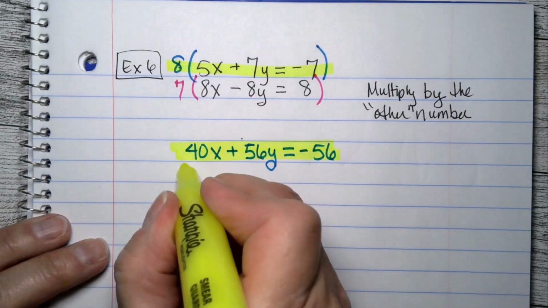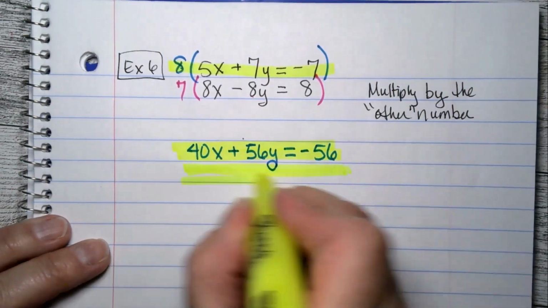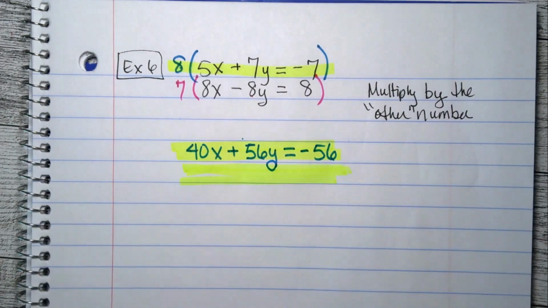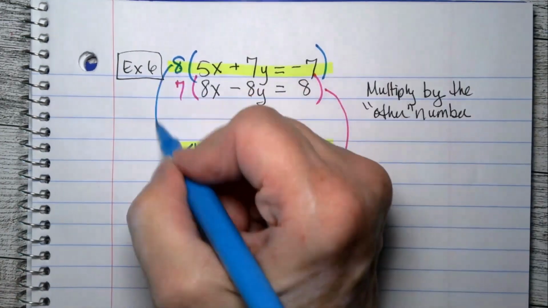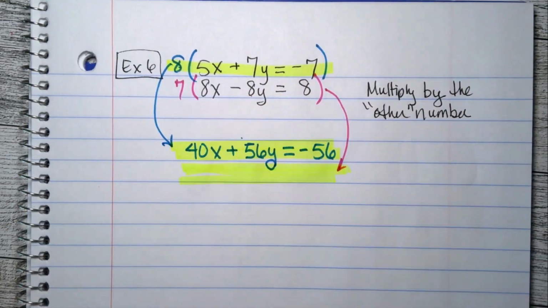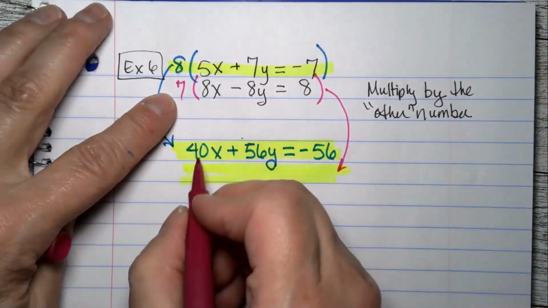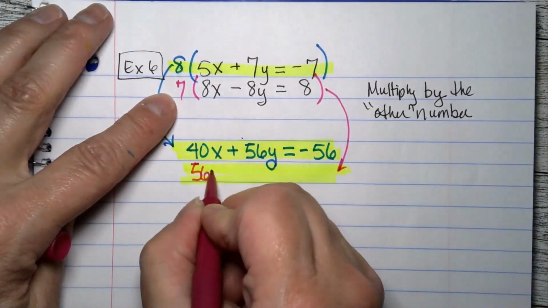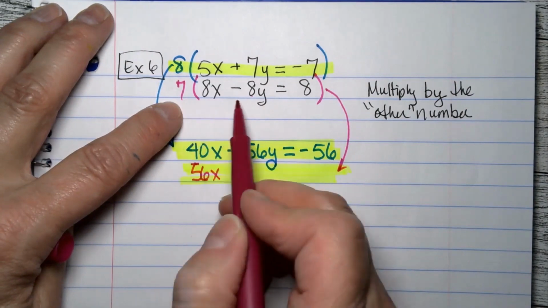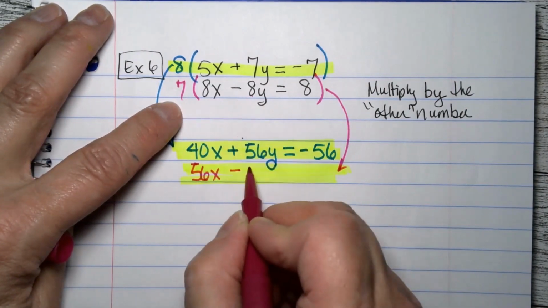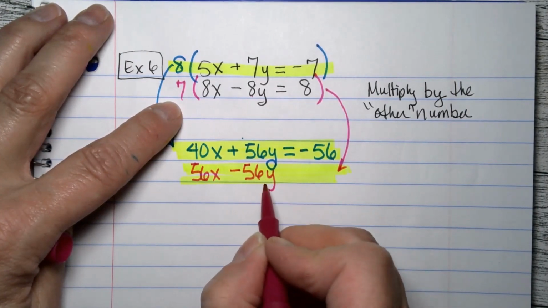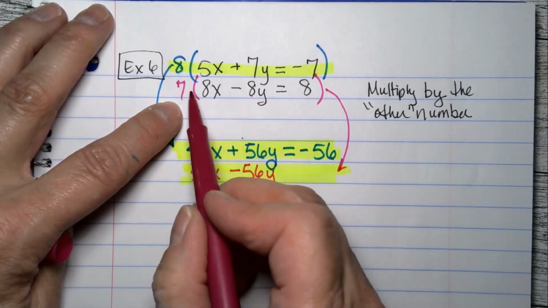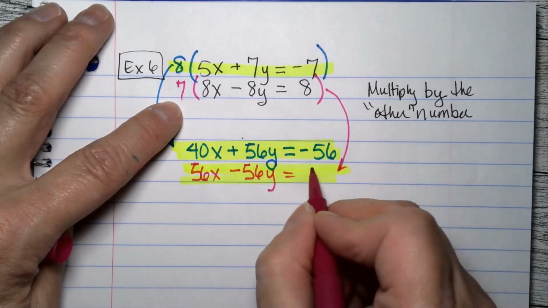But when I do the second equation right here, this one was going to go there, and this one went there. 7 times 8 is 56x. 7 times negative 8 is negative 56y. That right, ding, ding, ding. Look, that's what I did. 7 times this 8 equals 56.